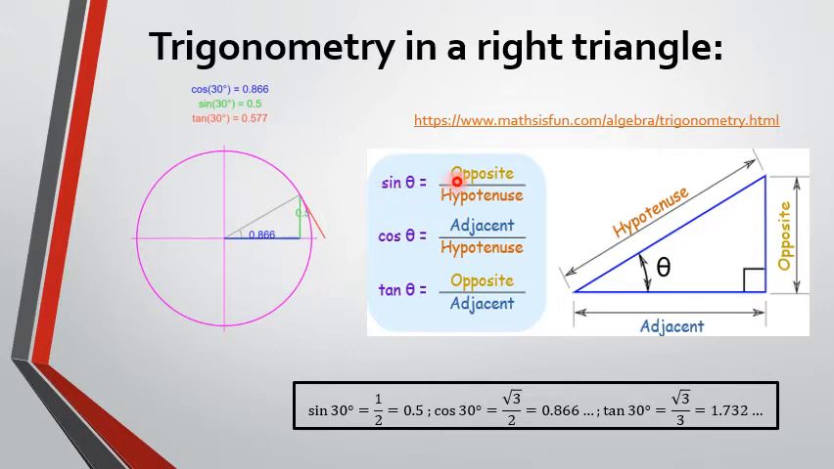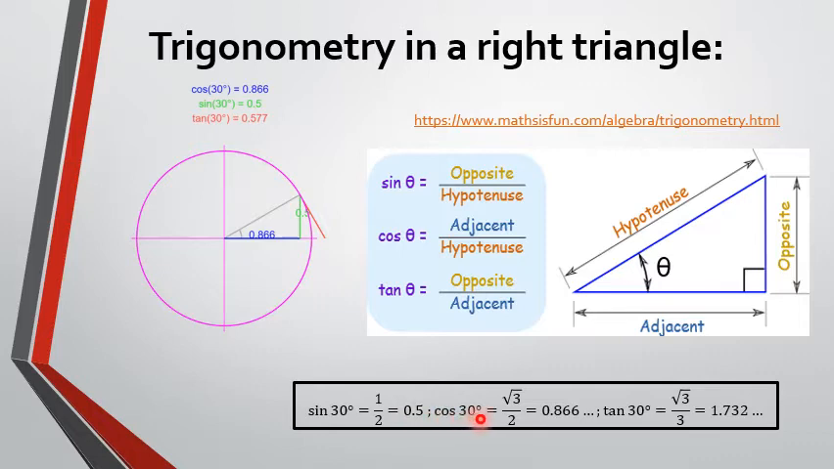Sine theta is calculated by using the measure of the opposite side over the hypotenuse. Cosine theta is the adjacent divided by the hypotenuse, and tangent theta is opposite divided by the adjacent side. If we have the angle which measures 30 degrees, we know that sine 30 degrees is equal to half, which is equal to 0.5. We're going to learn how we get these numbers using calculators and memorizing them, and in other ways too.